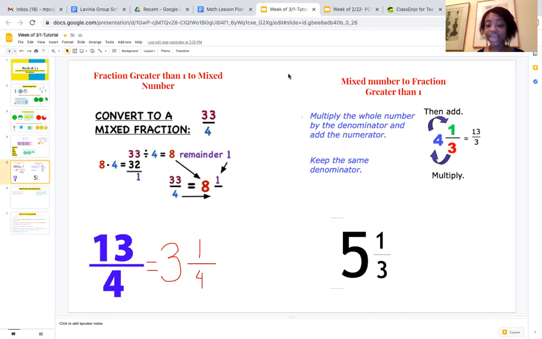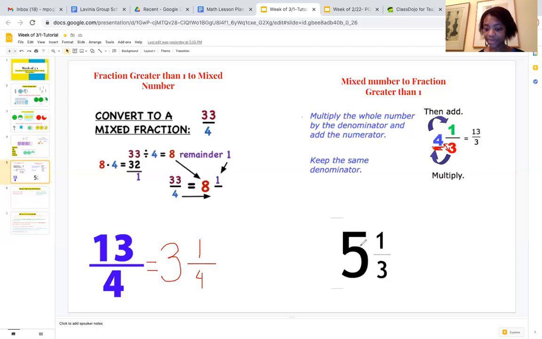Now, in order to change a mixed number to a fraction greater than 1, we're going to do the opposite. So we are going to multiply the whole number, which in this case right here is 4. We're going to multiply that by the denominator of 3. That gives us 12. 12 plus 1 gives us 13. So 13 is now the numerator, right? It is greater than the denominator. So we have 13/3.